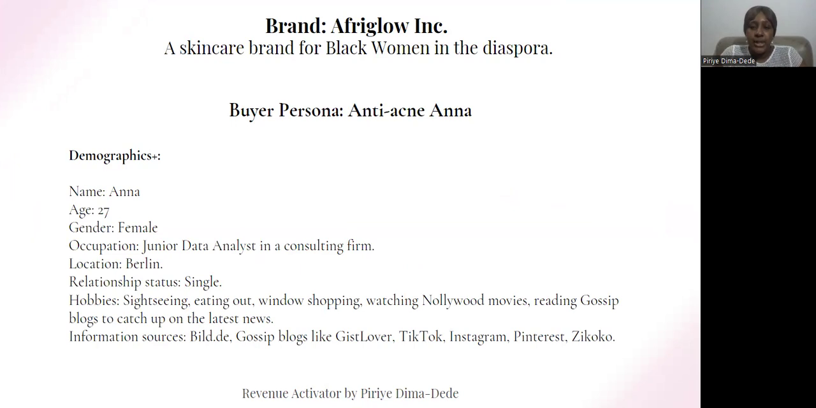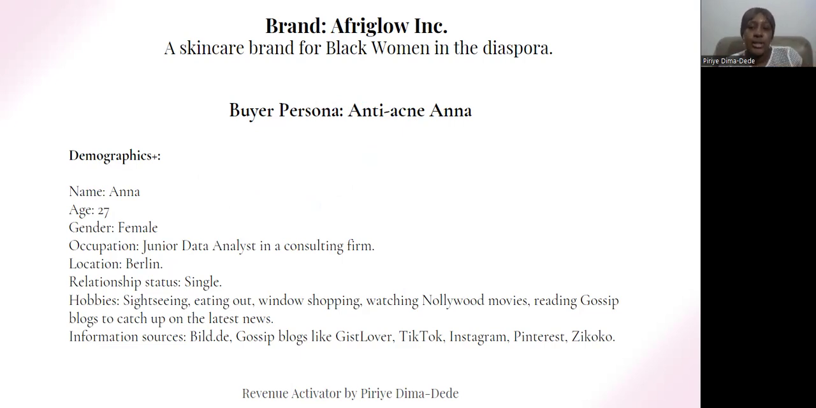This buyer persona is for someone named Anna, and it's anti-acne Anna. The first thing your buyer persona should cover are demographics. These are the basic identifying information about your buyer persona or your ideal customer. So what is their age range? You can give them a fictional name, of course, but what's their age or their age range? What's their gender? What type of jobs do they have?